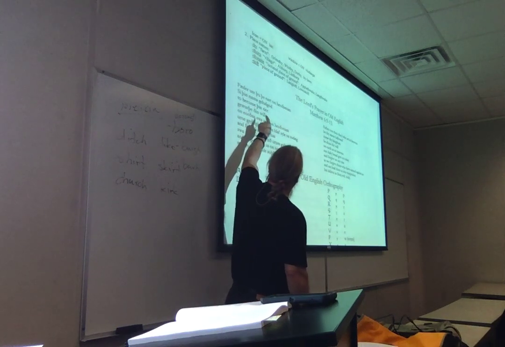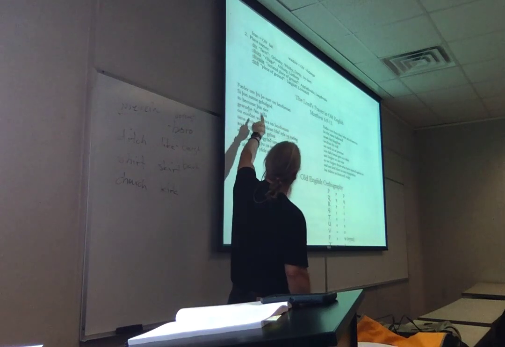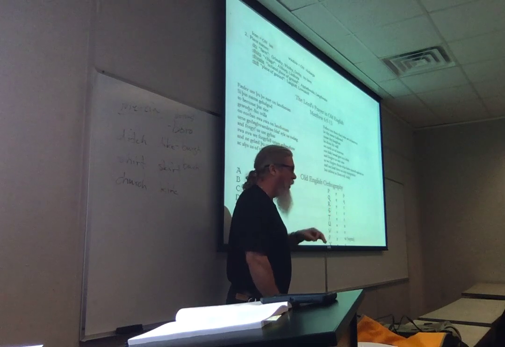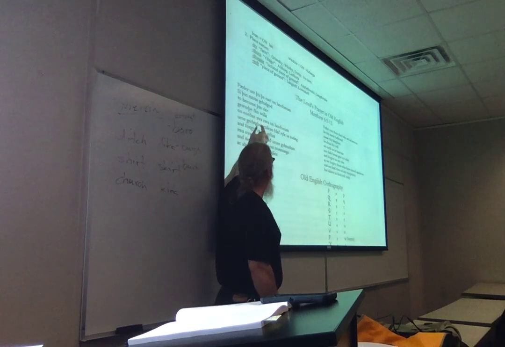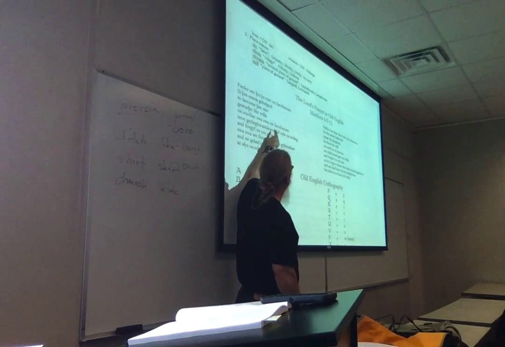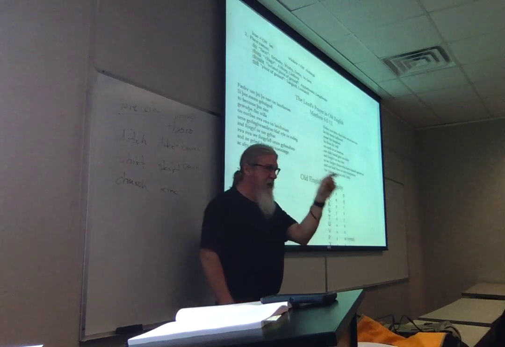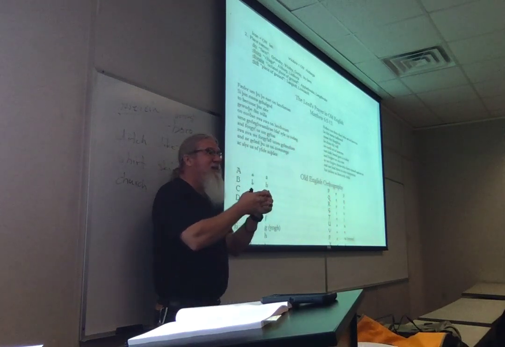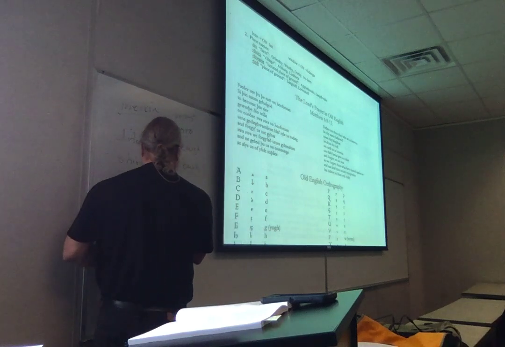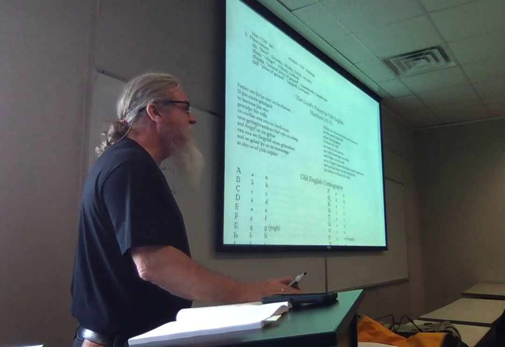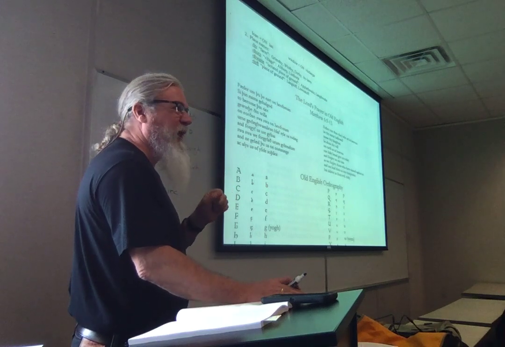Fader ure, thu the eart on heofonum, not heofonum, heofonum. Si thin nama gehalgod. Tobecume thin rice. Gewurthe thin willa on eorthan, swa swa on heofonum. Even with that diphthong, a diphthong is two vowels jammed together. You pronounce them as one syllable. You start with the first one, you move to the second one. We still do it. Think of the word voice. Before you get to the c, you start to make the oi. You just don't go voice.